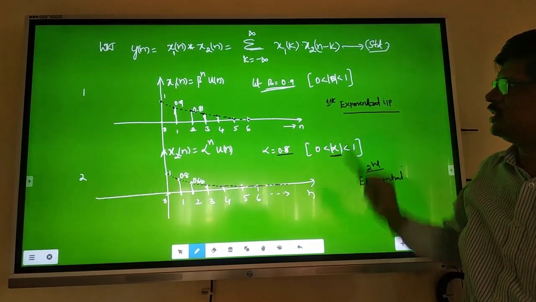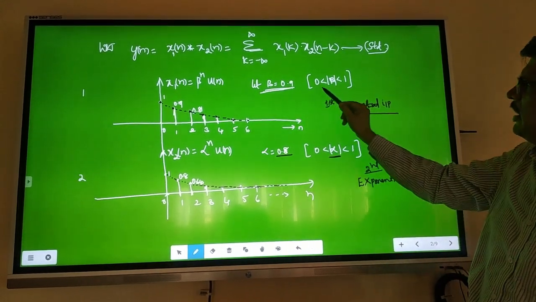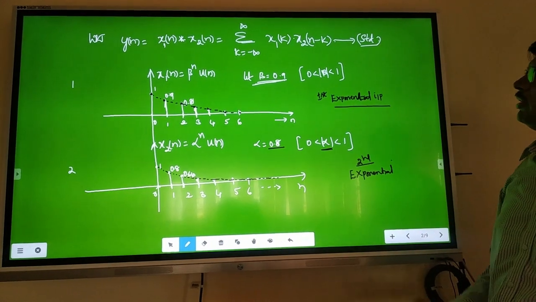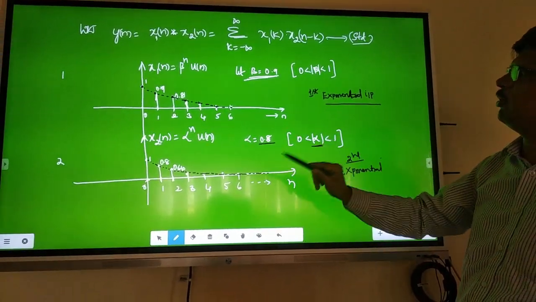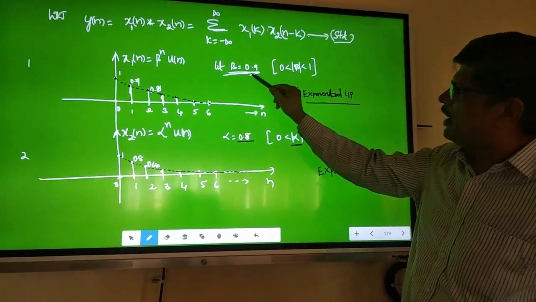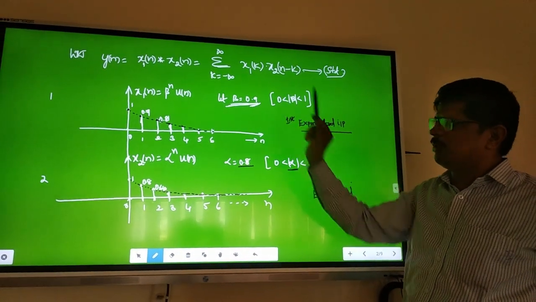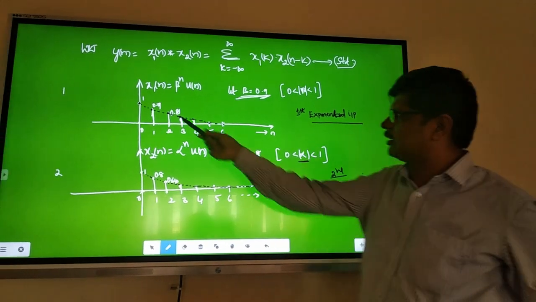When you plot that, you will get an exponentially decreasing curve like this. That is giving 0 < |beta| < 1. Let's say this is an exponential input. Let us say beta is equal to 0.9. Let me consider beta equal to 0.9. It is less than 1 now. Let me write 0.9. Then what happens?